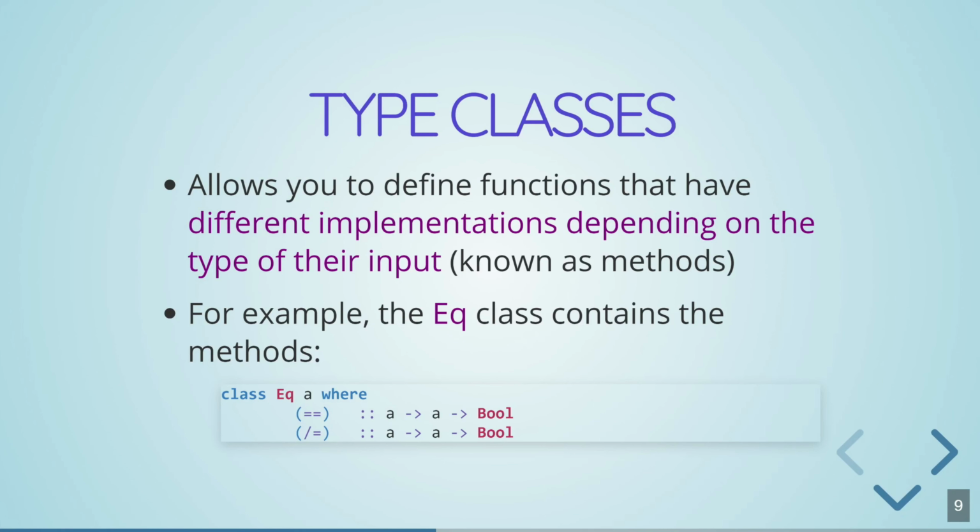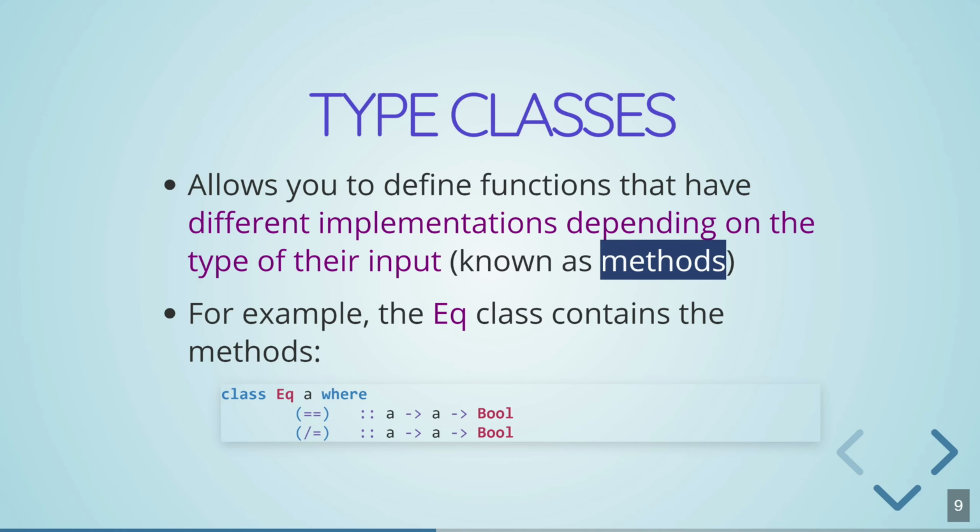Type classes are a very important feature of Haskell that extend your ability to do polymorphism. They allow you to define functions that have different implementations, so that means the actual definition of the function, the thing besides their type signature, is going to be different depending on the type of their input. These functions that belong to a type class are called methods, is another name for them.